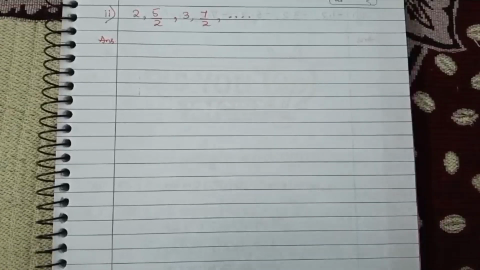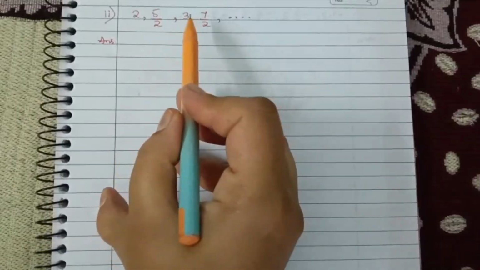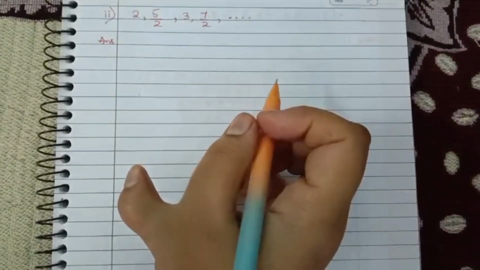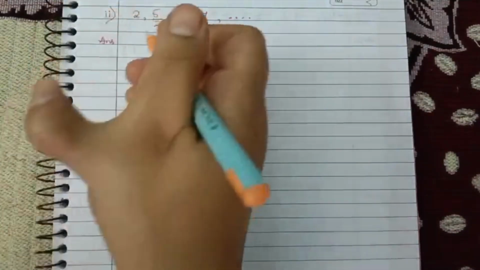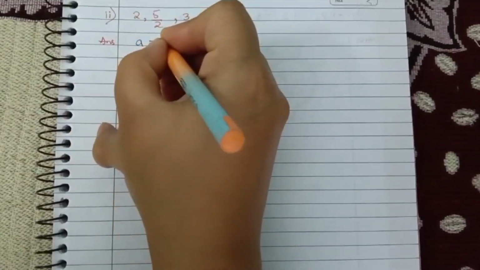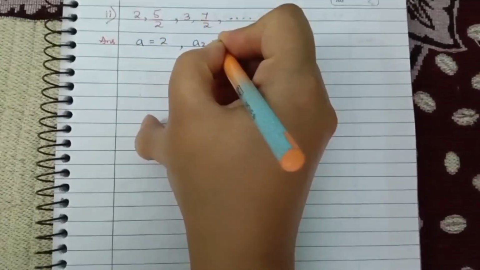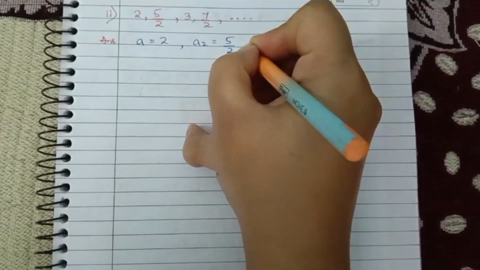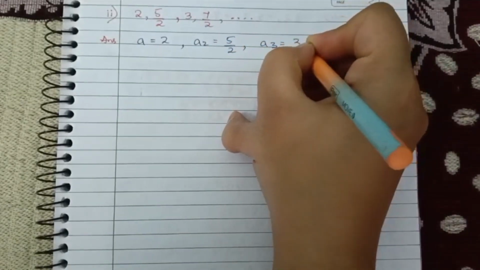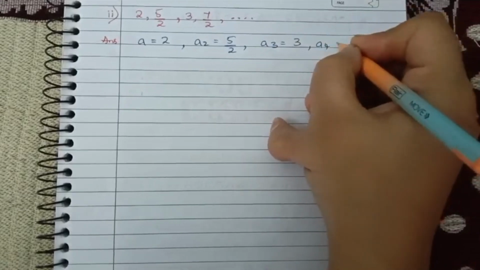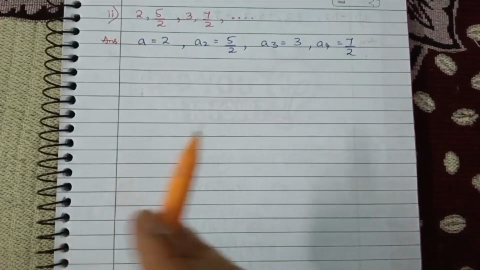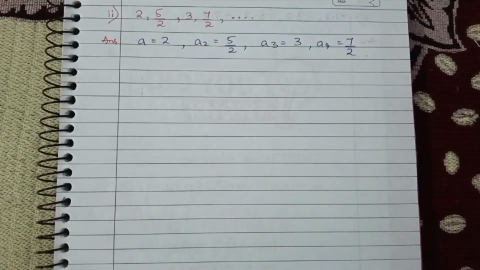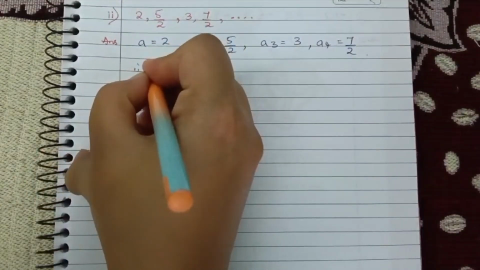The second sum is 2, 5 by 2, 3, 7 by 2. Here I have clearly mentioned the values: a1 is 2, a2 is 5 by 2, a3 is 3, a4 is 7 by 2. Okay, you have understood the terms, right? Now you know what a is.